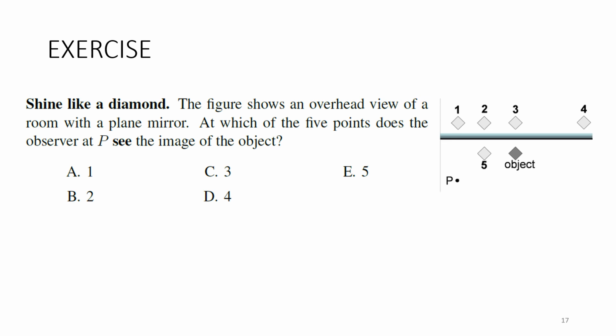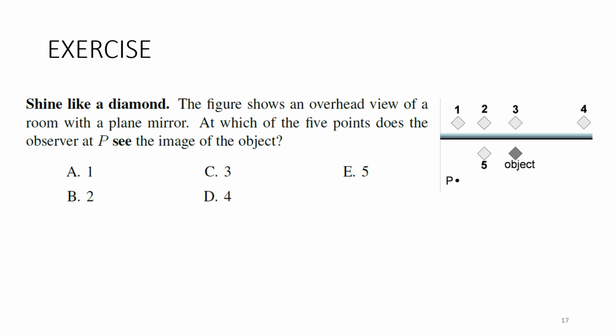For this problem, the figure shows an overhead view. We're looking at the top side of a room with a plane mirror. At which of the 5 points does the observer at P see the image of the object? Again, plane mirrors are supposed to replicate the objects shown in front of it. It doesn't really matter where P is, what matters is where the object is located and where the image will form. Intuitively, we guess the location of the image based on what choice seems most symmetrical to the system. From there, the answer should just be C, or location 3.